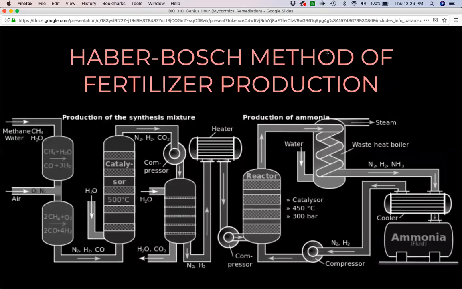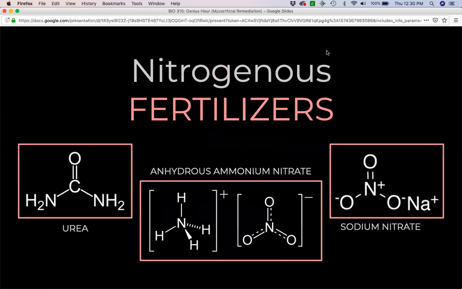So first, it's important to note that synthetic fertilizers, specifically nitrogenous fertilizers, are created using the Haber-Bosch method of fertilizer production. The Haber-Bosch process takes inert, non-biologically active nitrogen in the form of N2 and converts it to a biologically active form in ammonia. Some other nitrogenous fertilizers include urea, anhydrous ammonium nitrate, and sodium nitrate as well.